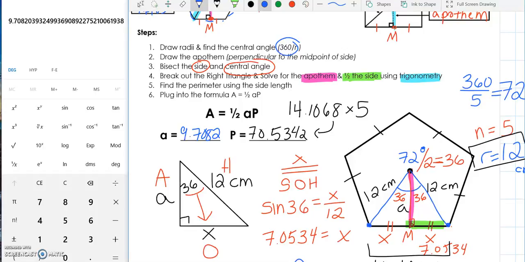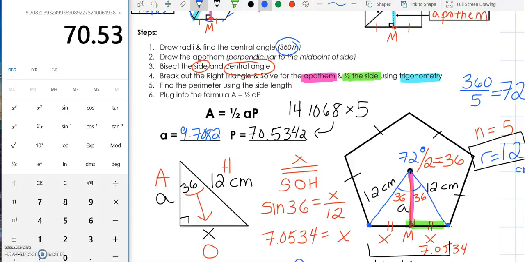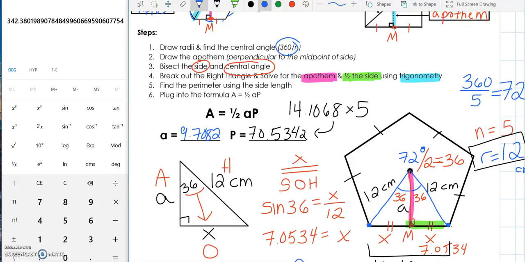And now we're going to multiply the apothem times the perimeter and then divide by 2. So it's in my calculator already. Going to multiply by 70.5342 equals, then I have to divide by 2 or multiply by 1/2. That's my final answer. It's going to be 342.4 if I round to the nearest tenth, centimeters.